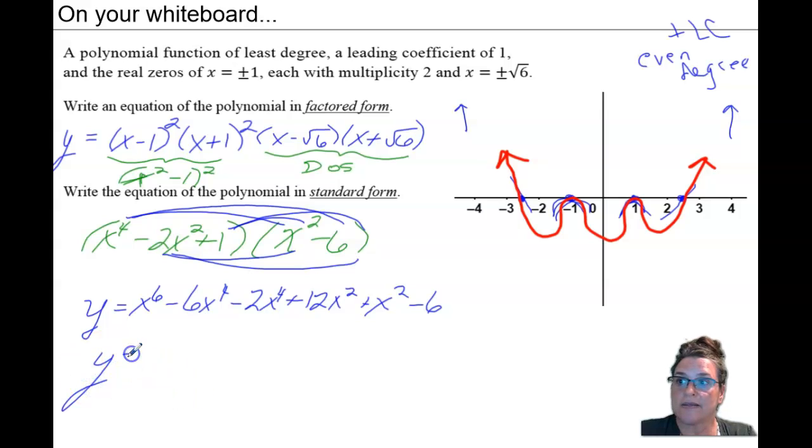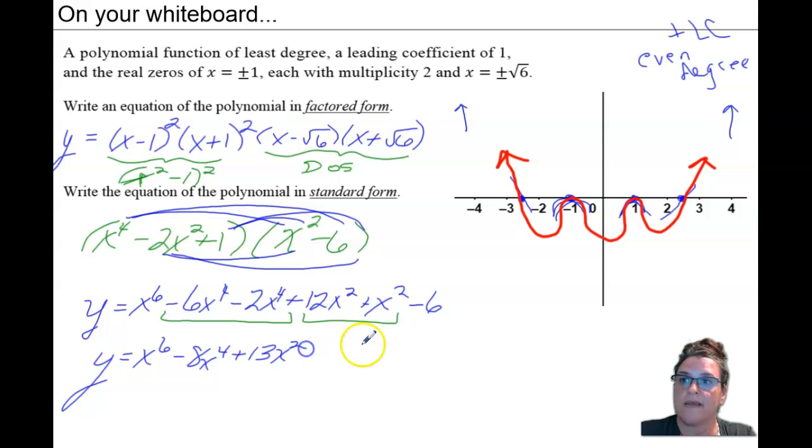So y is equal to, and there's our x to the 6th in the front. Then we've got a negative 6x to the 4th and a minus 2x to the 4th. And so those are like terms. And when we combine those like terms, negative 6 plus negative 2 is a negative 8x to the 4th. Okay, and then we're going to combine this 12x squared plus x squared, since those are like terms, and we'll have a plus 13x squared, and then our constant at the end, which is minus 6.